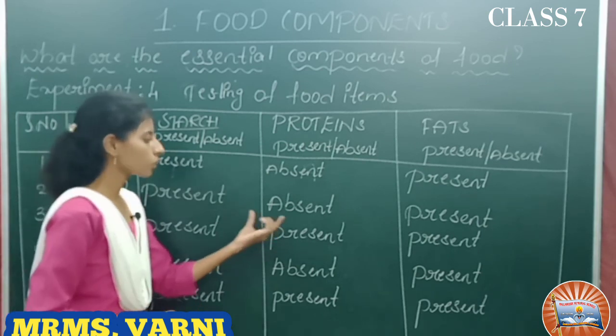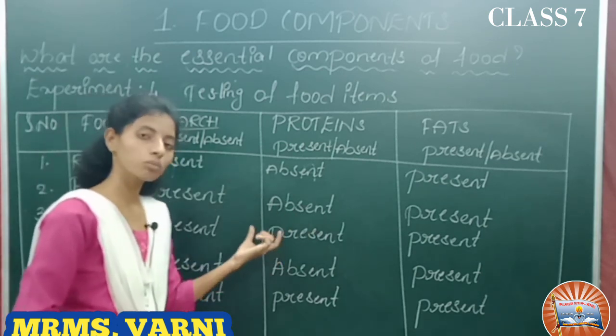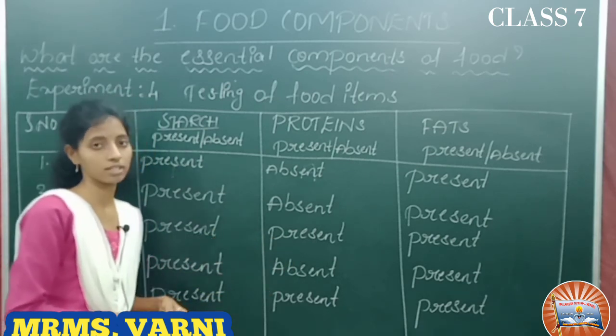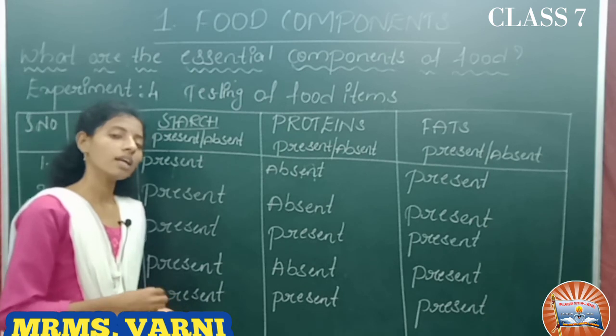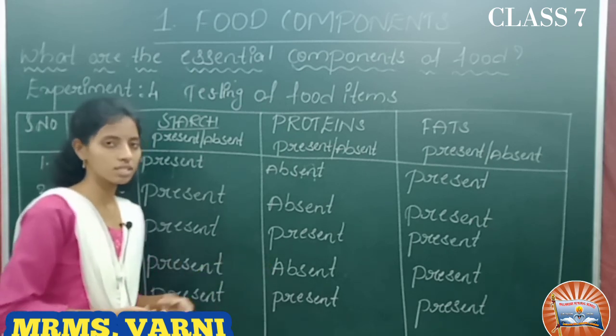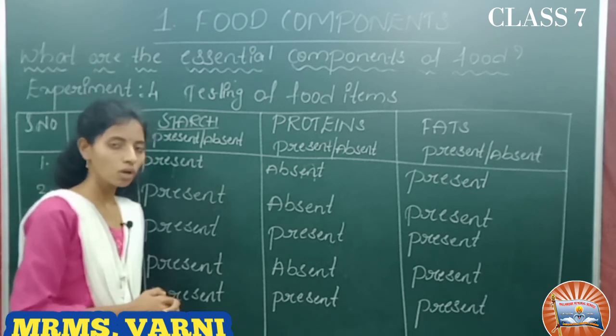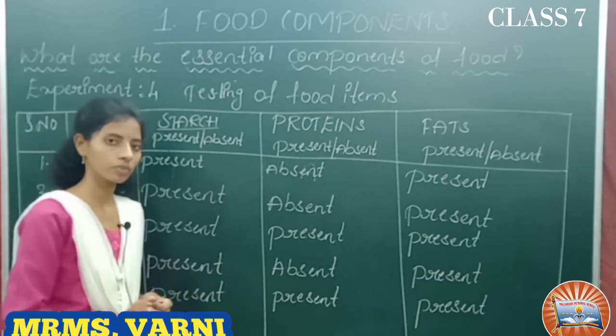Growing children need more proteins, like milk, meat, and pulses, etc. And in minute quantities, we also need vitamins and minerals to keep us healthy.